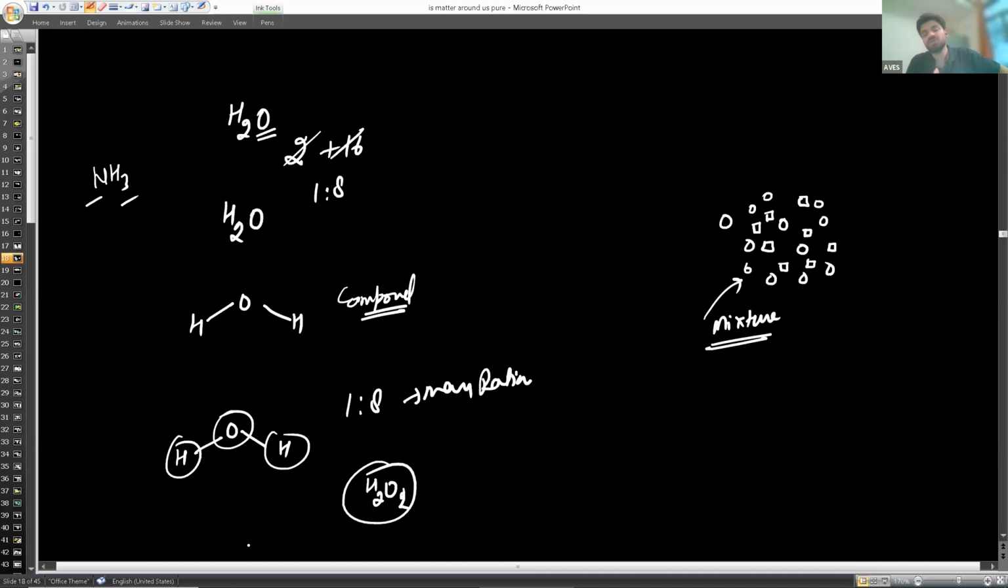But you can see that mixtures can have different varieties. For example, tea is a mixture. It doesn't have any particular formula. You can visit different shops and you will find different tastes of tea.